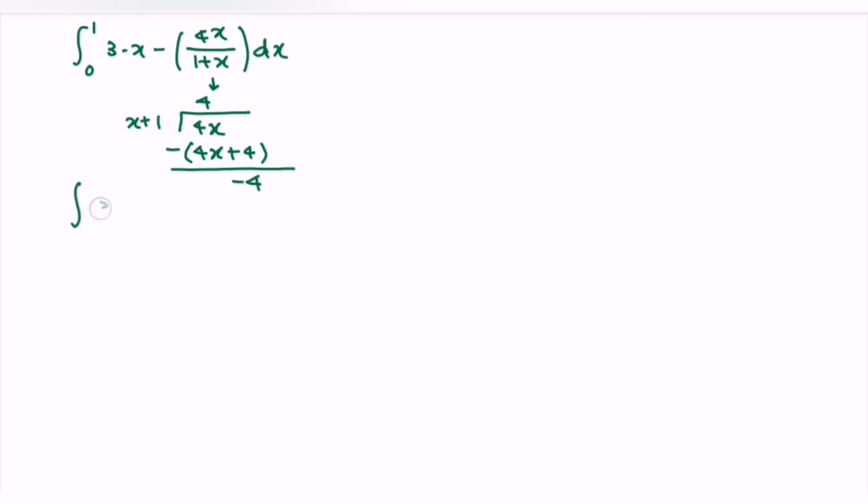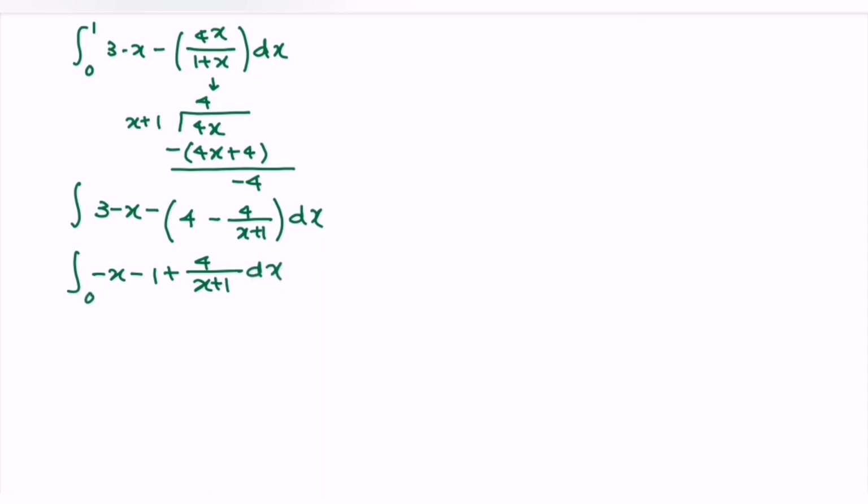So integrate 3 minus x minus, in brackets, 4 minus 4 over x plus 1. Rewrite: integrate 3 minus 4, we have negative 1, so negative x minus 1 plus 4 over x plus 1, with respect to x, from 0 until 1. Kindly integrate. We have negative x squared over 2 minus x plus 4 ln(x plus 1), with the limits 1 and 0.